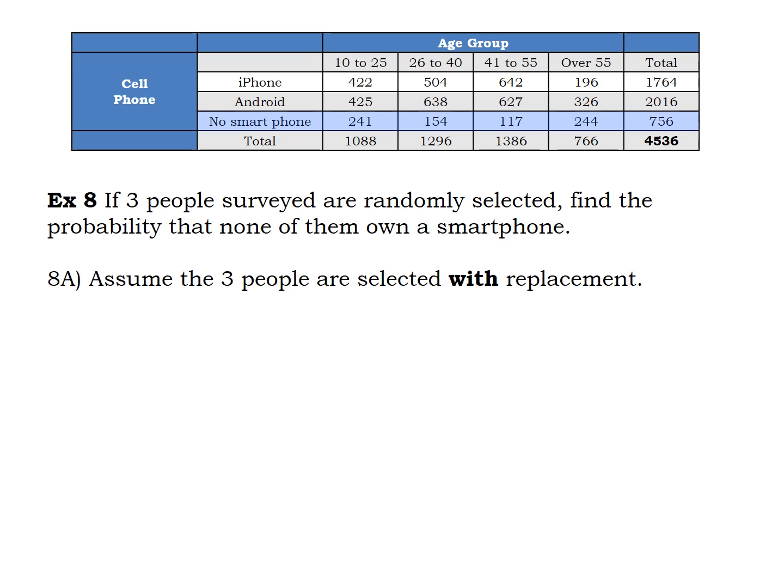So what's the probability the first person does not own a smartphone? Well, at this moment, there are 4,536 to choose from, and out of those people, 756 do not own a smartphone. So that's my probability that the first person, person number 1, is not going to own a smartphone. Now we need to multiply this by the probability the second person does not own a smartphone, given the first one didn't.